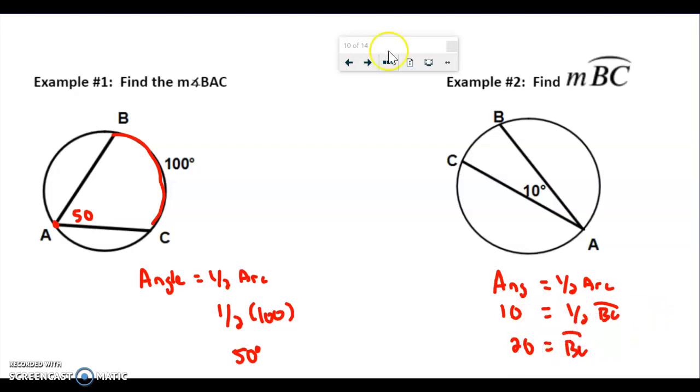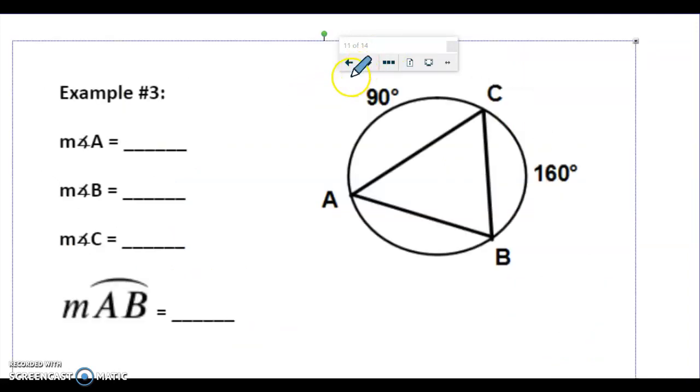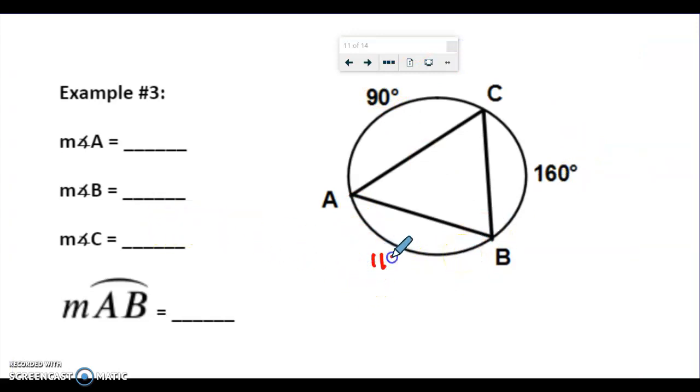Okay, so let's look at something a little bit more complicated. In this case, I have 90, I have 160 for these two arcs. Okay, I know that in a circle, it's 360 degrees. So I have 90 and 160. That's 250. So that means that this arc right here is 110. So I know AB is 110. Okay, A to B.